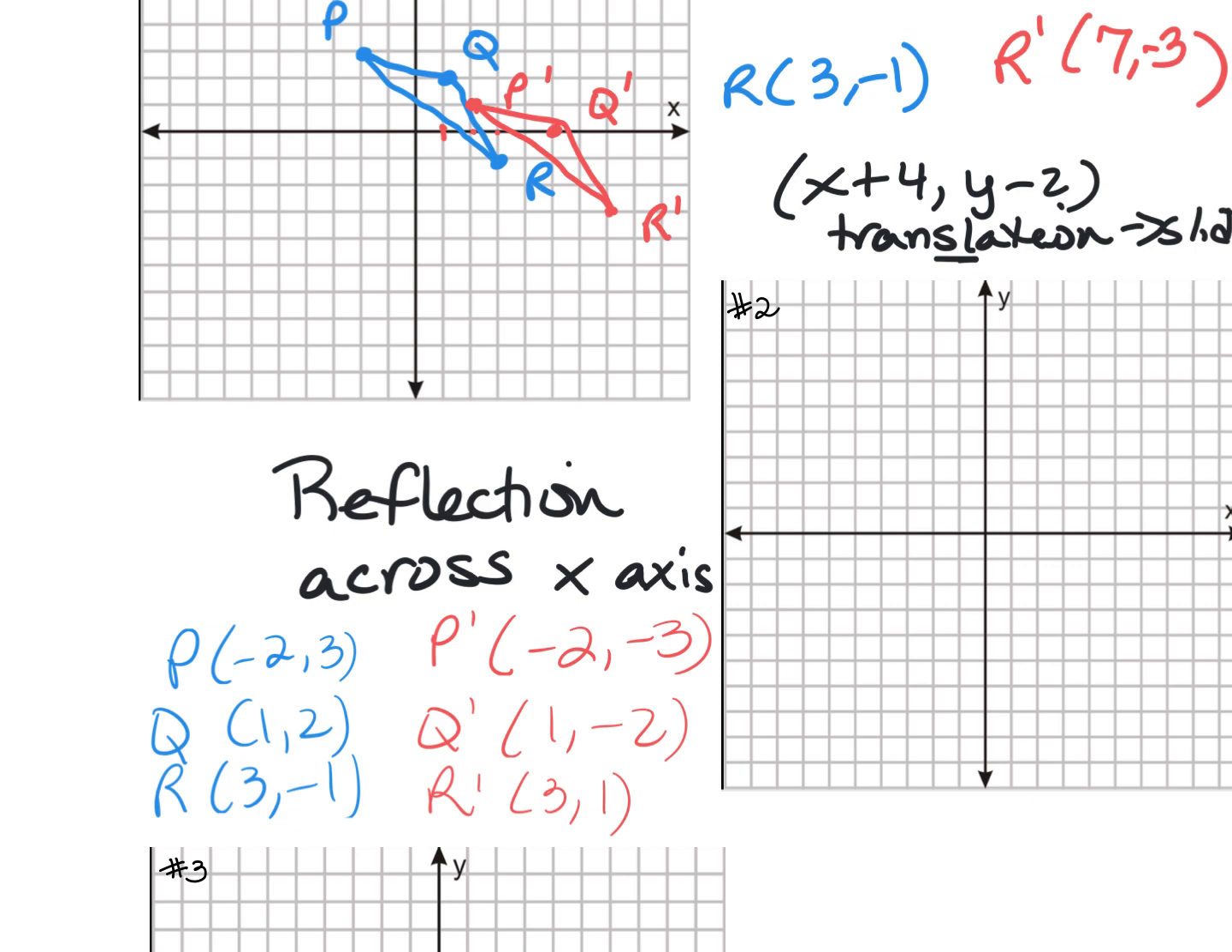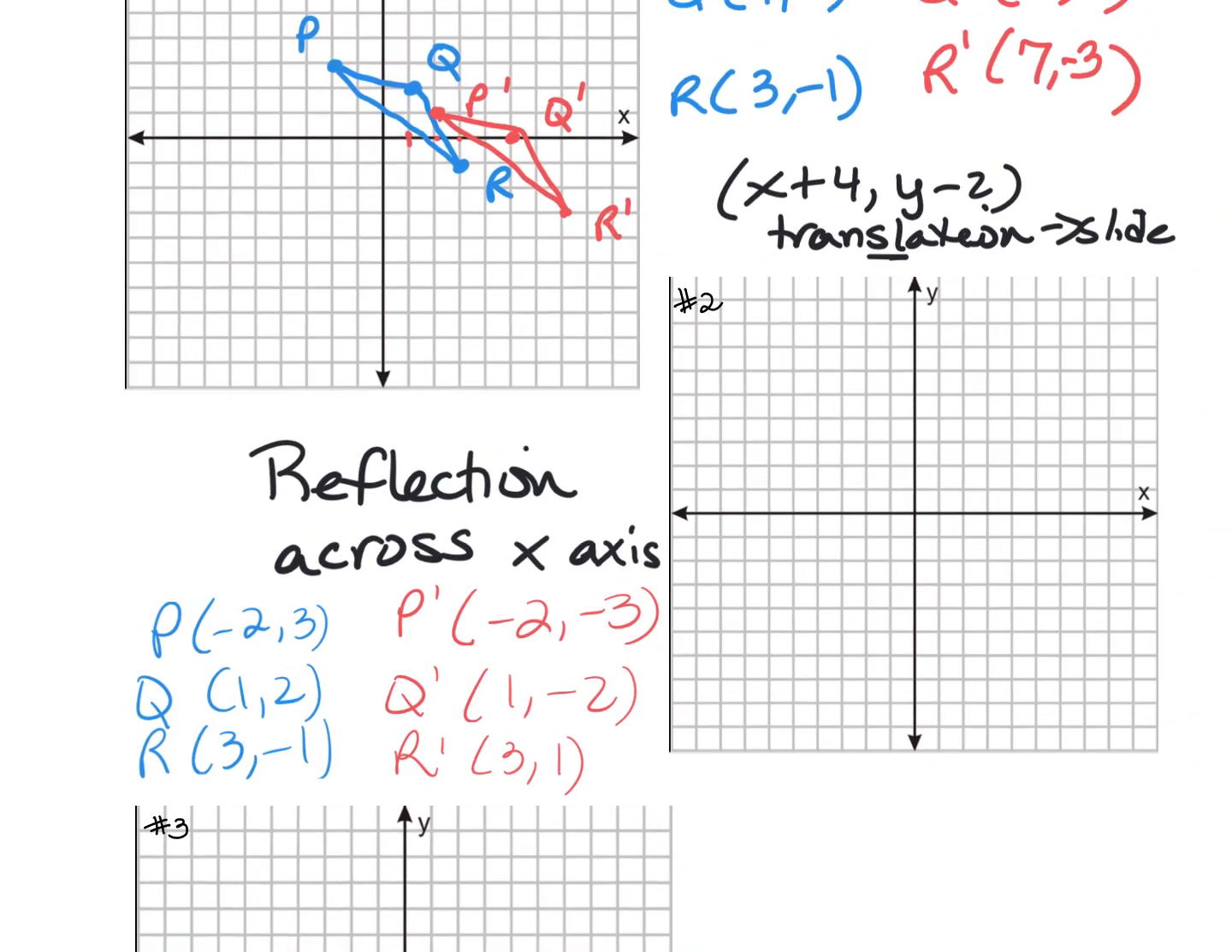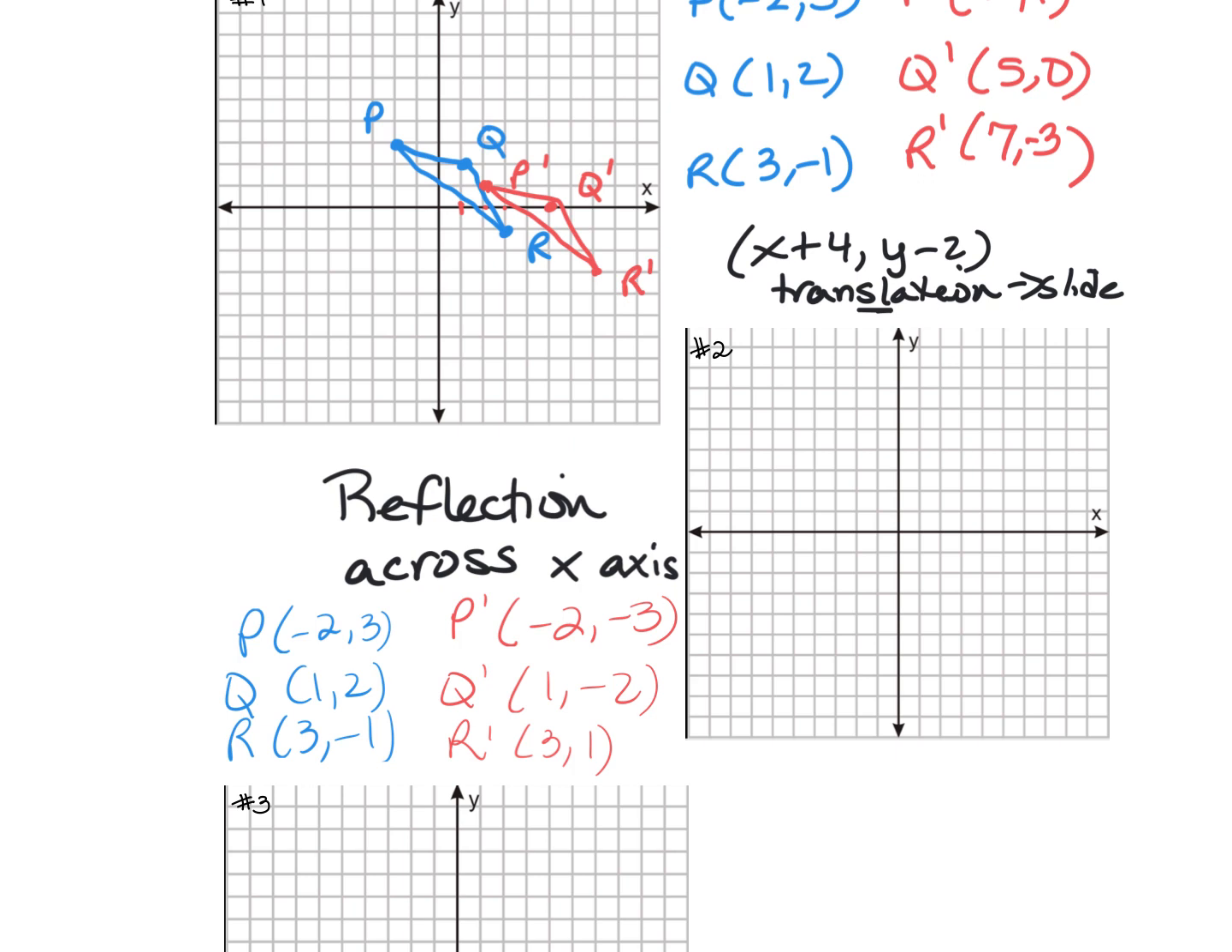So now I'm going to graph the originals. You guys could just copy the original if you didn't do the red in there, and then paste it each time, because the blue is the same on all 3 graphs here. So negative 2, positive 3, that's your P. Then positive 1, 2 is your Q. And then 3, negative 1 is the R. Now I'm going to graph the shifted ones.